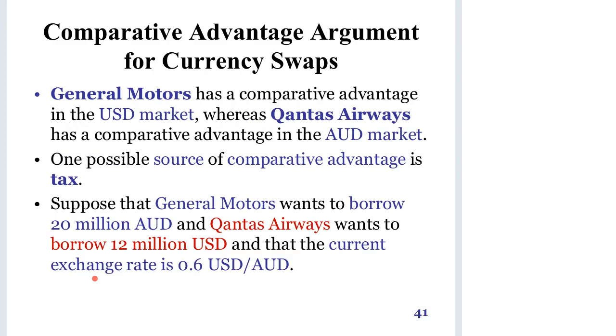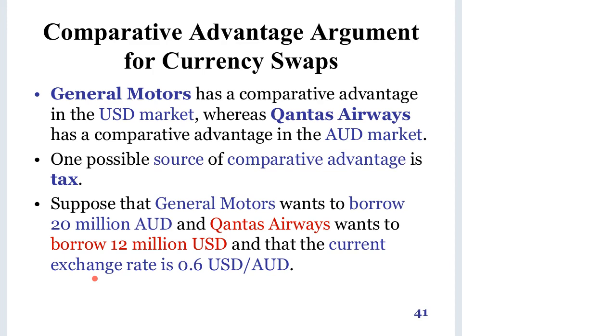I've already talked about the comparative advantage story in the context of interest rates. There is this comparative advantage story also that can show up in the context of currency swaps. One possible source of the comparative advantage, the example is between General Motors in the dollar market and Qantas in the Australian dollar market. And the argument is that the difference is because of some potential tax.